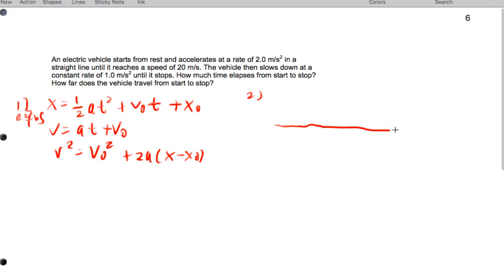We're going to split this into two parts. First, I'm moving forward with a positive acceleration, so I start off with an acceleration of 2 meters per second squared. That's the first part. For the second part, I am moving forwards, but the acceleration wants to stop me. It wants to push back against me in the backwards direction, so I have a negative 1 meters per second squared acceleration.